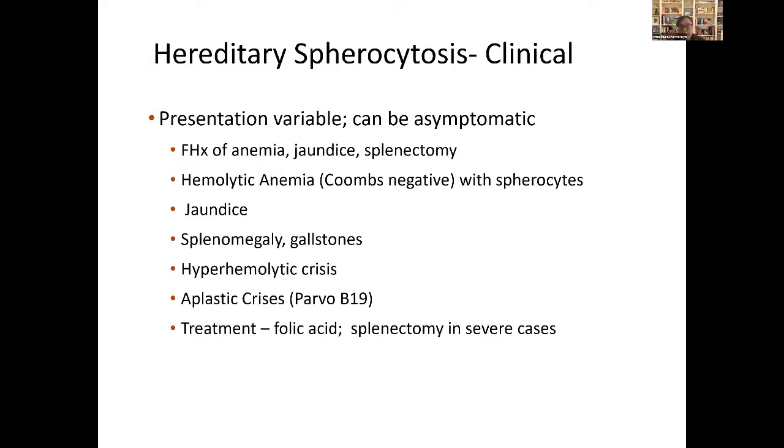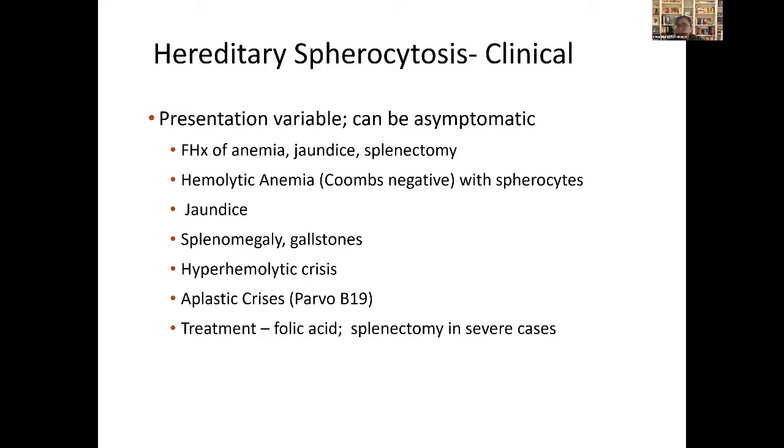Again, splenomegaly, gallstones. They can have a hyperhemolytic crisis where something triggers hemolysis and the hemolysis gets exacerbated, and if the patient gets a transfusion, even the transfused cells are involved. They can have an aplastic crisis with parvovirus B19, as we've seen in the prior case.